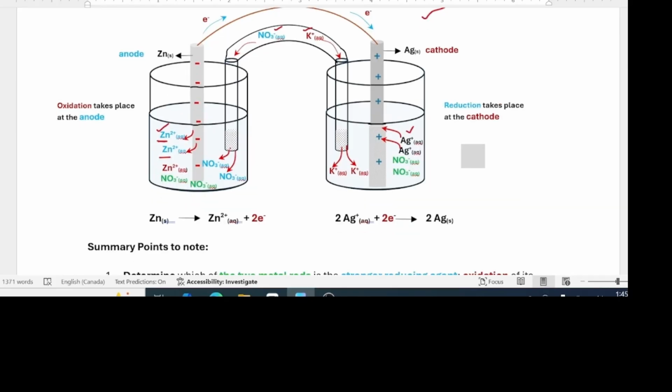Negative ions, in the form of nitrate ions, seep through in that direction to neutralize any excess of positive charges that are created by zinc ions. Over this side, positively charged potassium ions are going inside there to replenish positive charges that are depleted.